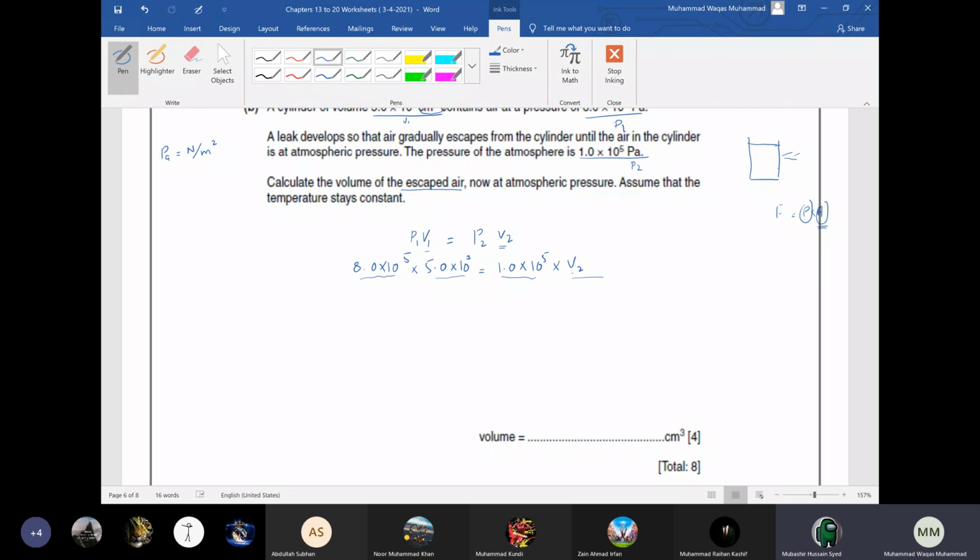Yes, sir. Okay. So beta, now we find the V2. We find the V2, and beta, you should understand what is V2. V2 is the volume of the same mass of gas, right? Same amount of gas when the pressure is 1.0 times 10 to the power 5 Pascal. Okay. And this is important to understand. You will know in a moment why I'm saying this.